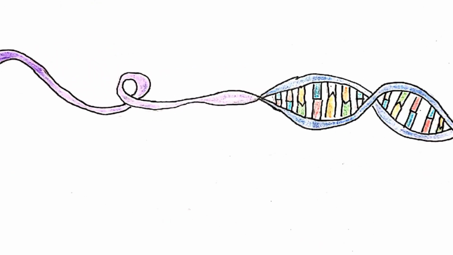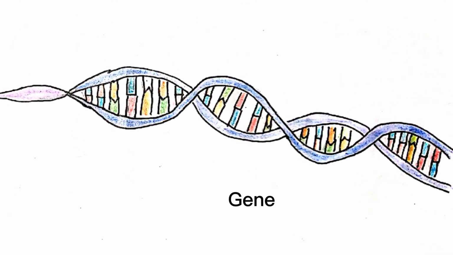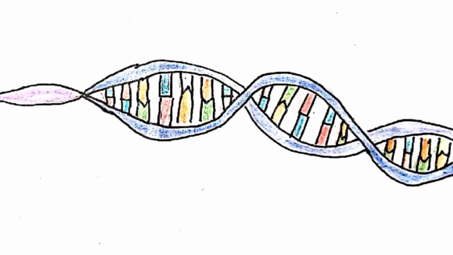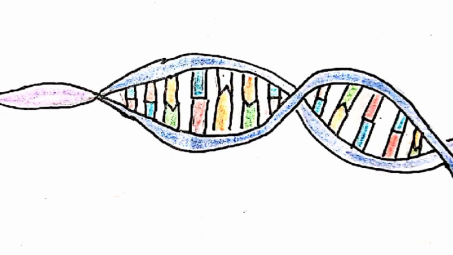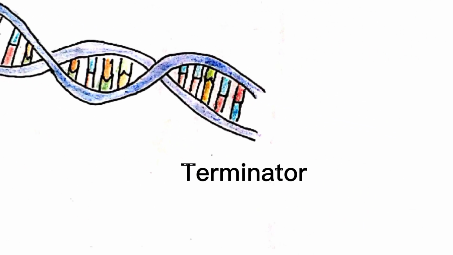And for this video, we will talk about DNA transcription. DNA contains genes. A gene is a continuous string of nucleotides containing a region that codes for an RNA molecule. This region begins with the promoter and ends with the terminator.